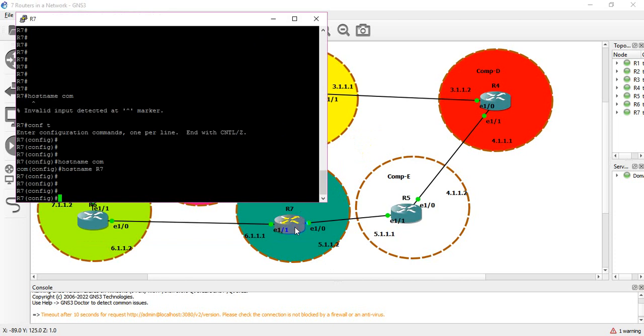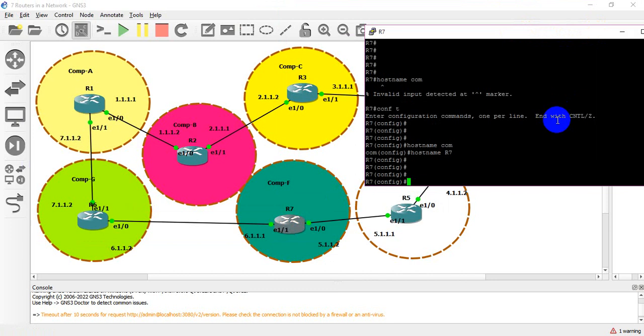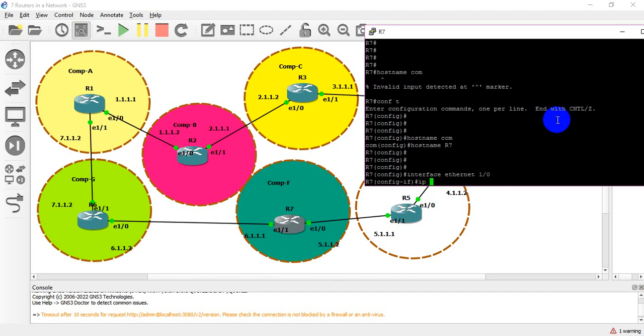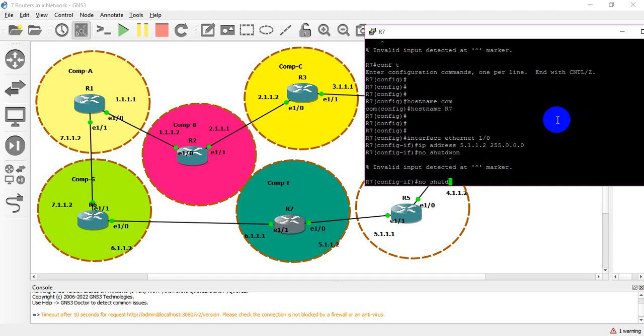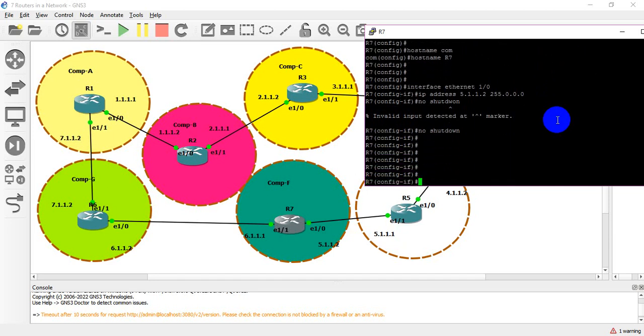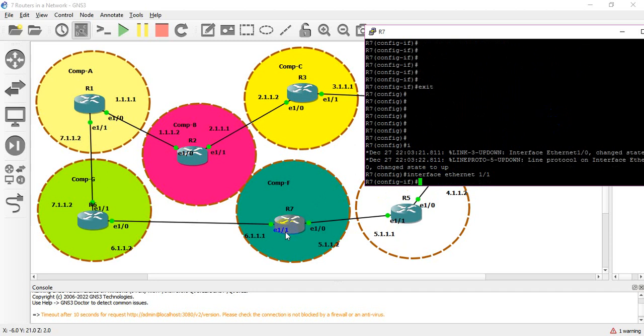Now let's configure the company F router. Right here, interface Ethernet 1/0, IP address 5.1.1.2 255.0.0.0, no shutdown. Exit from this interface and go to another interface by writing interface Ethernet 1/1, and this port is now up for communication.